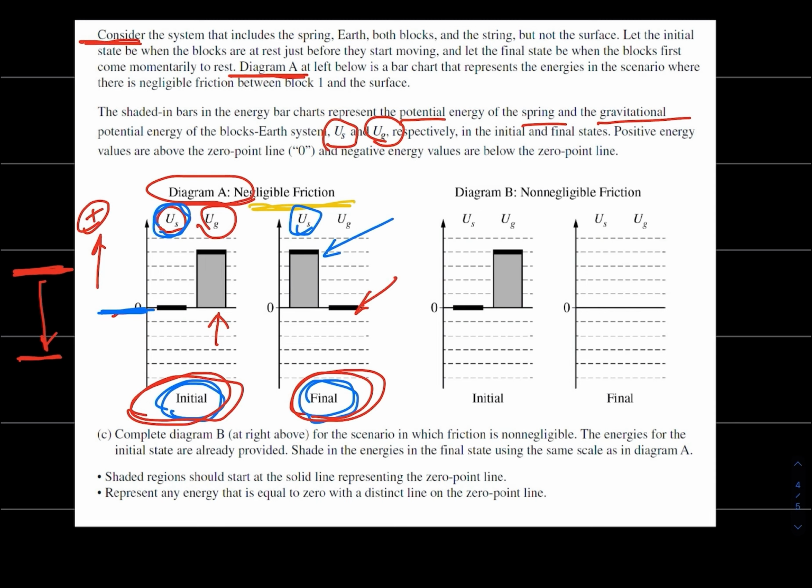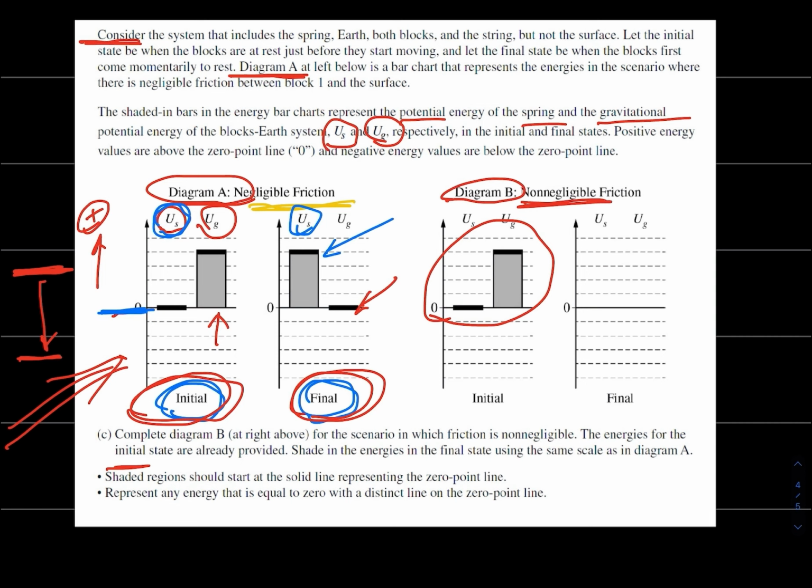So we are hyper familiar with this diagram A, the left side of the chart. So what do they want us to do? Complete diagram B at right above. Here's diagram B. Oh, look, non-negligible friction. For the scenario in which friction is non-negligible. The energies for the initial state are already provided, right? Same initial state. Shade in the energies in the final state using the same scale as in diagram A.